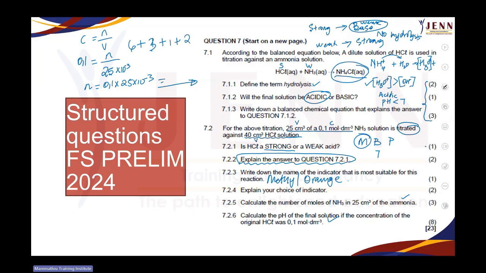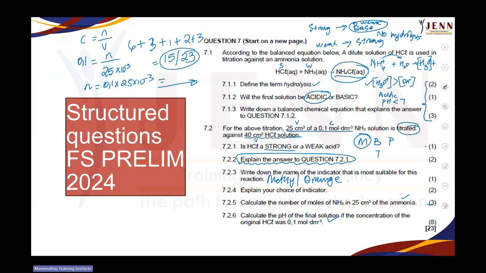And then we also highlighted that it's a must for us to know how to calculate concentration. So that child who was sitting for the examination last year would have been able to get, without question, 7.2.6: 6 plus 3 plus 1, that's 10, plus 5, that will give us 15 out of a total of 23.